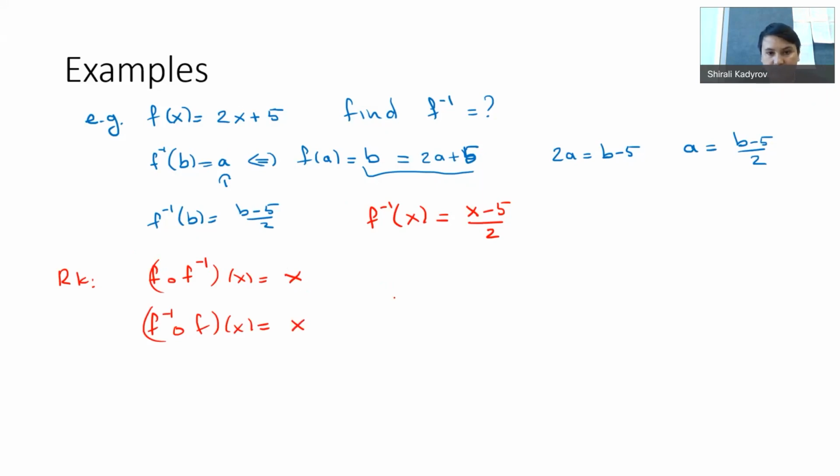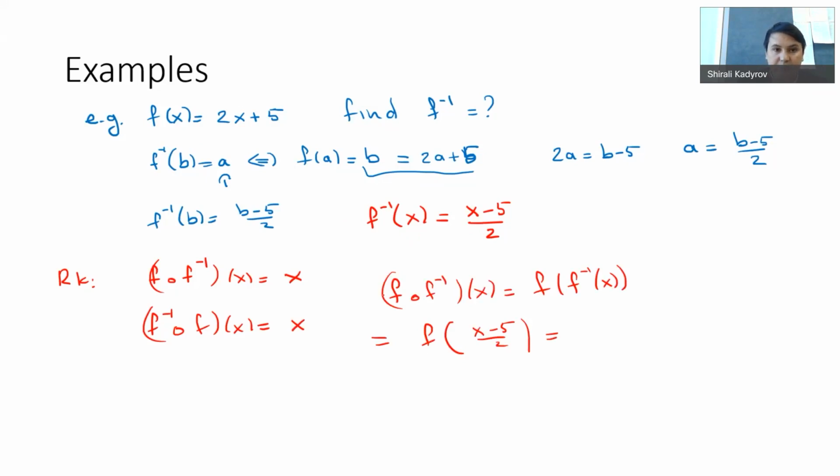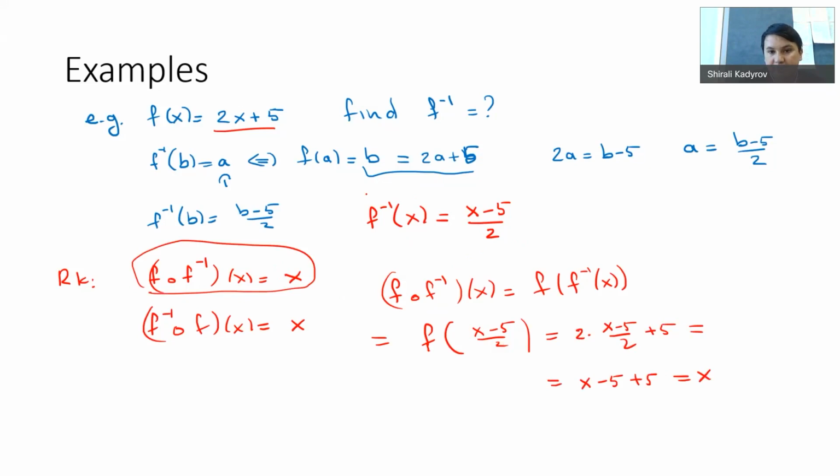Here's my f of f inverse of x, right? Now, what is my f inverse? Well, I found it: x minus 5 over 2. And now you remember your f. What was your f? Your f is 2x plus 5. So in place of x, I have x minus 5 over 2. So you will have 2 times x minus 5 over 2 plus 5. So you cancel 2's, you get x minus 5 plus 5. 5's cancel, you get x, right? So indeed, we have x. So it verifies that, yes, indeed, what I found is the inverse of 2x plus 5.